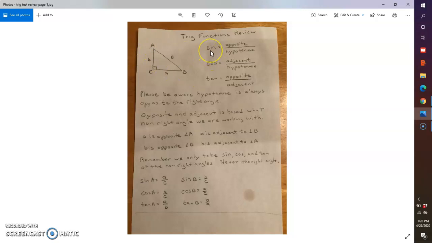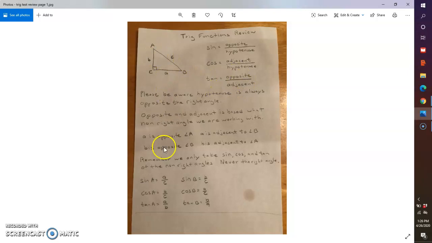Now the thing that needs to be memorized is based on this saying called SOHCAHTOA. I don't love it, but a lot of people do, so that's why I present it. But basically, sine is the opposite over the hypotenuse. The cosine is the adjacent over the hypotenuse, and the tangent is the opposite over the adjacent.